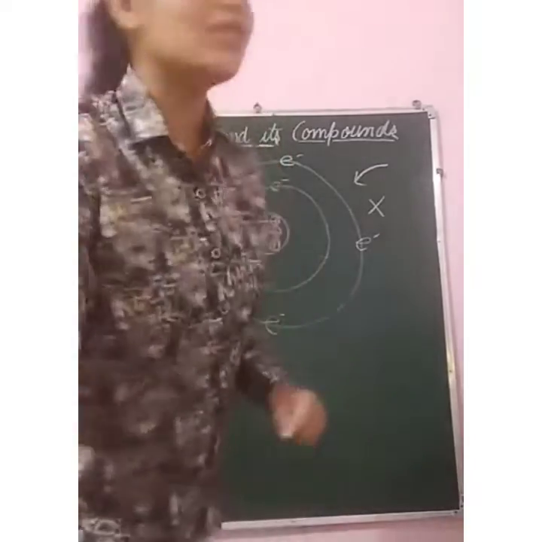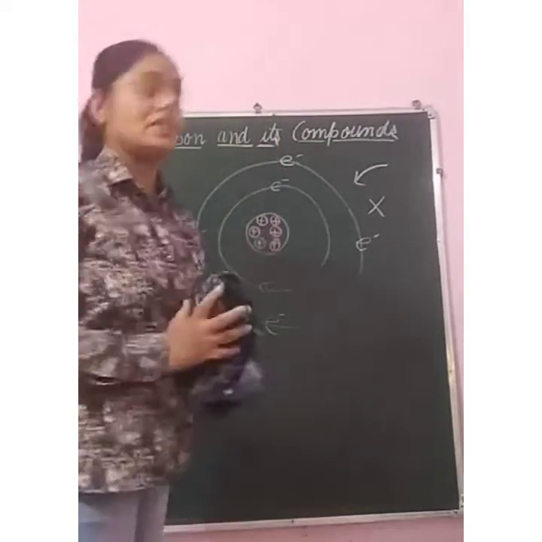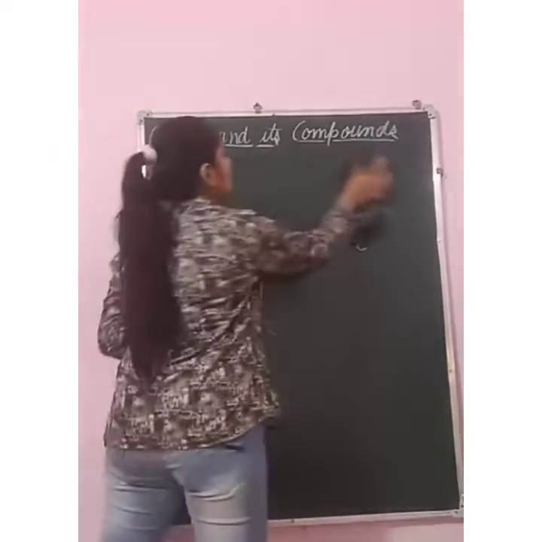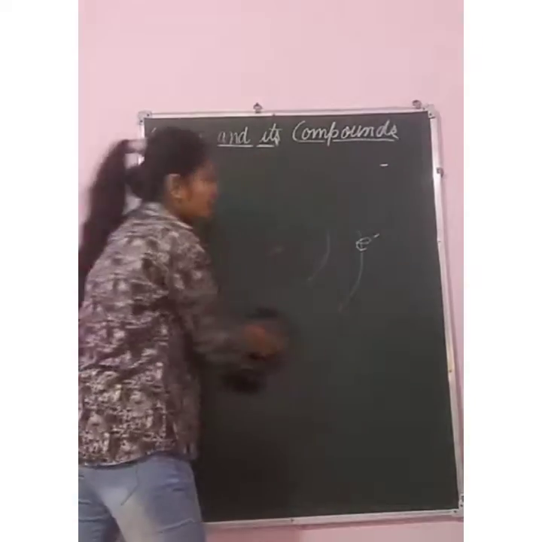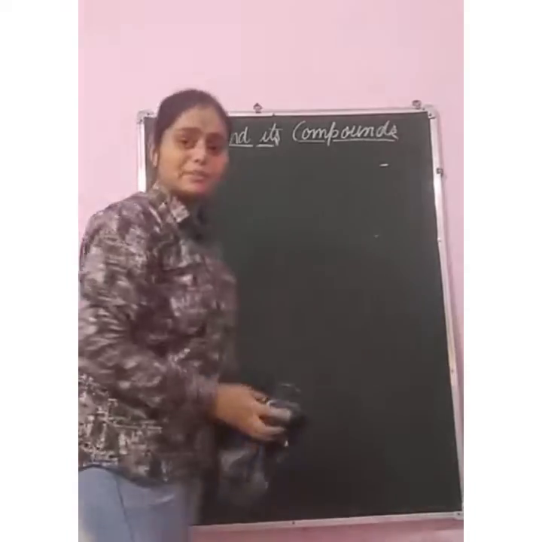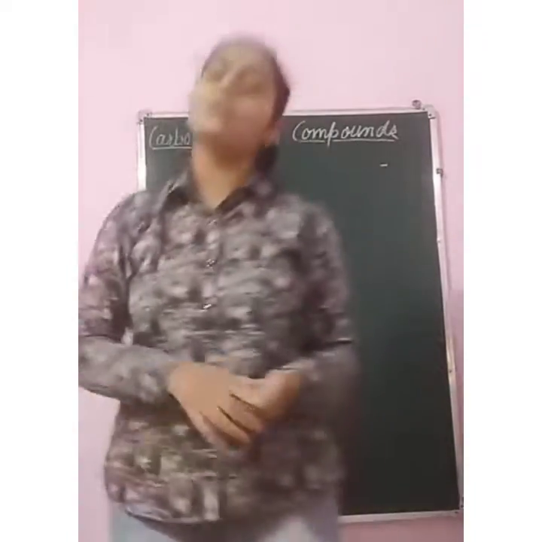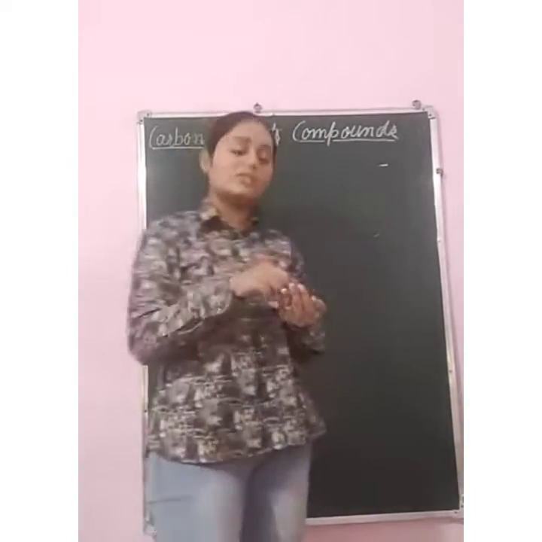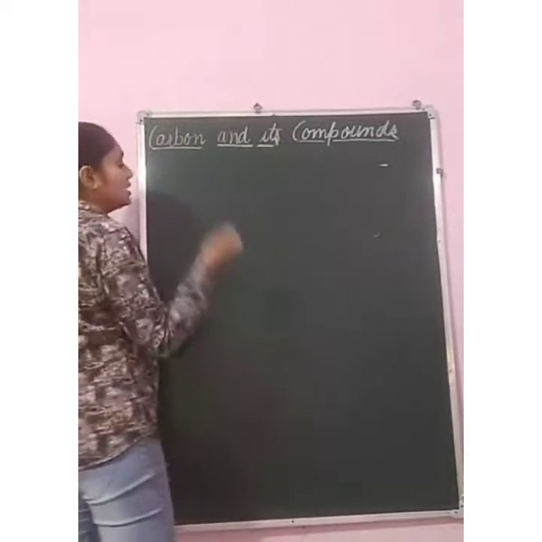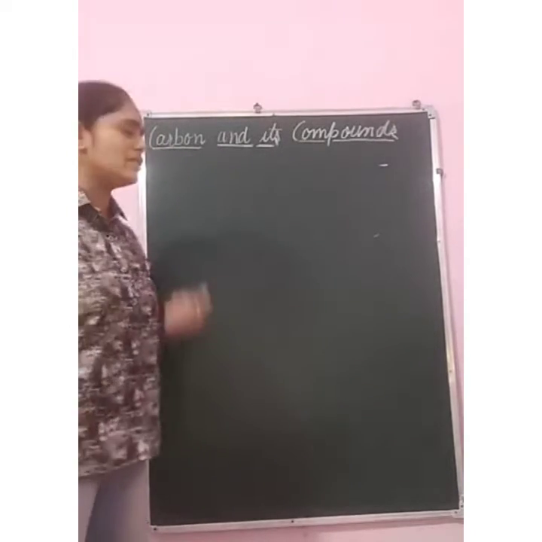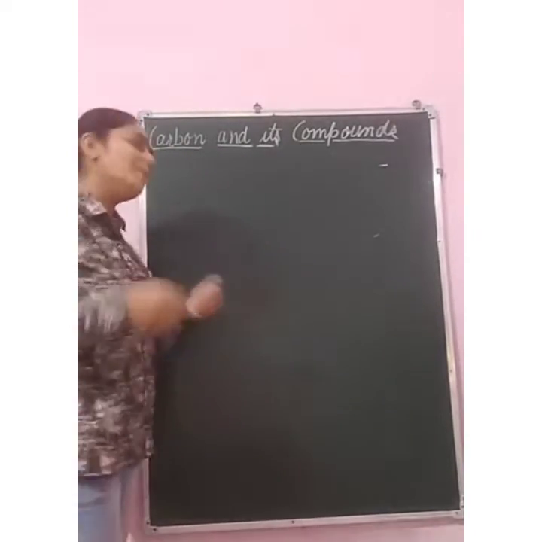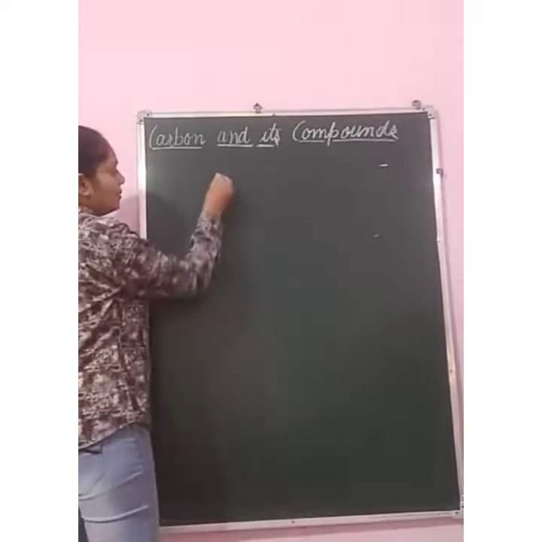Such bonds which are formed by the sharing of electrons are known as covalent bonds, and such compounds are called covalent compounds. It's not that only carbon forms covalent bonds, there are many others. So, let's take an example of hydrogen.